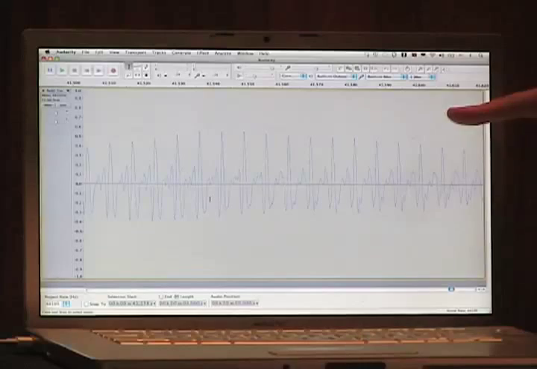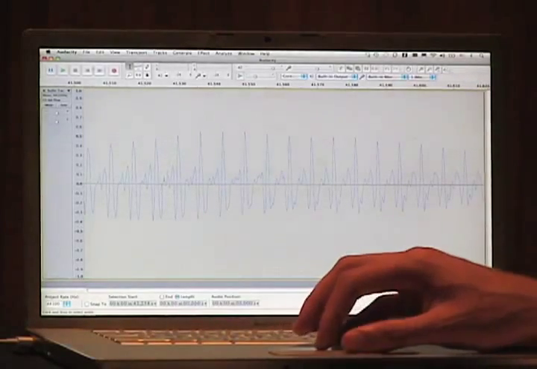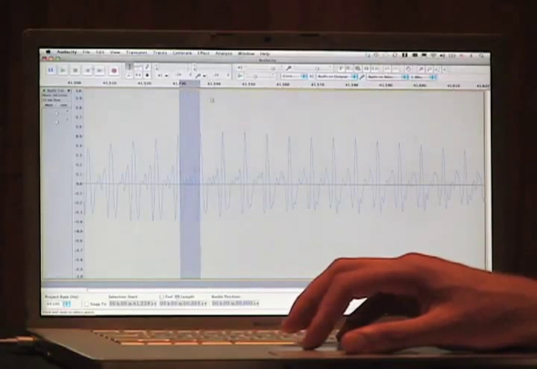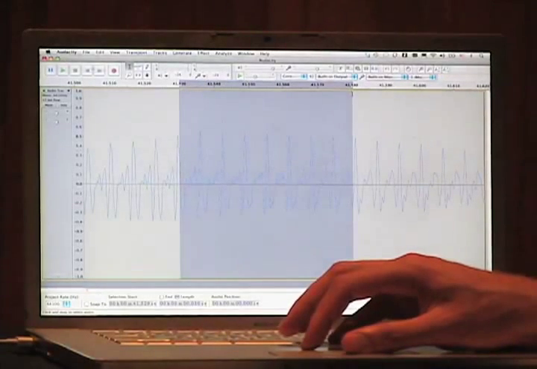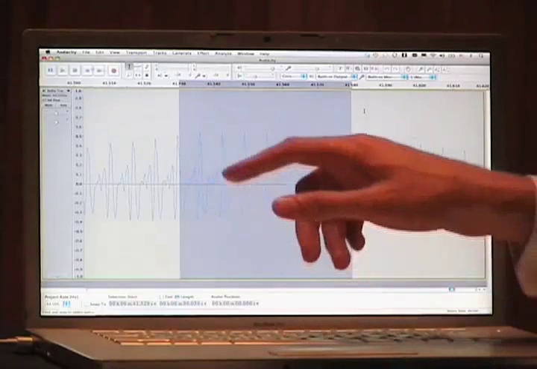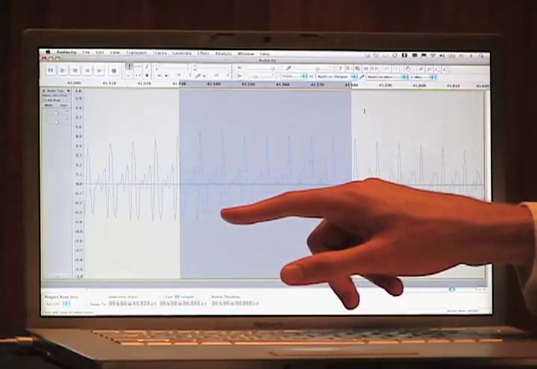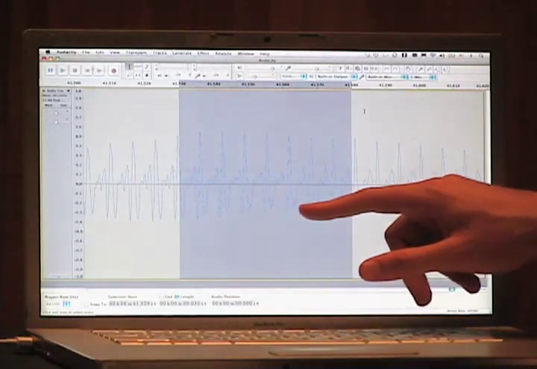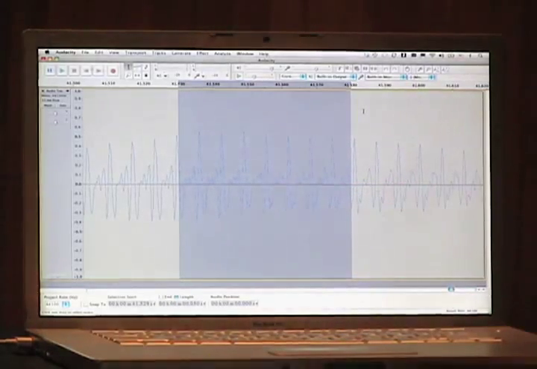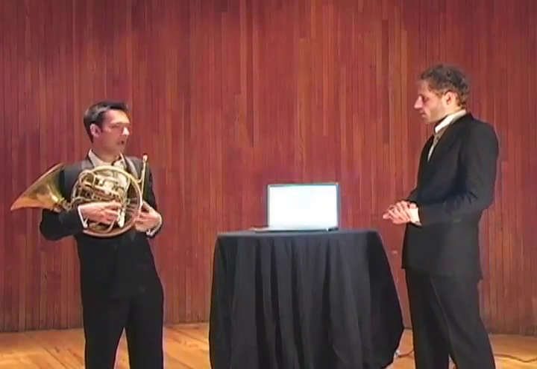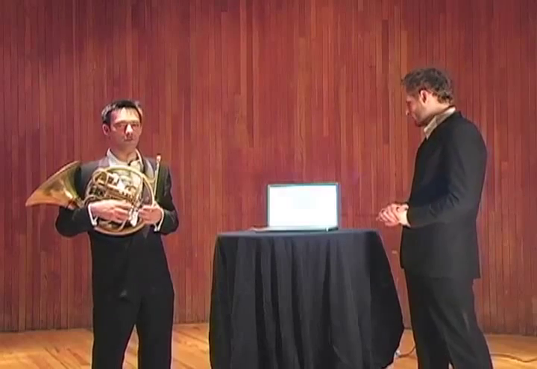Okay, and I'll just scroll this back to the original note, the first note, the low one, and we can pick our window, say from 0.53 up to 0.58. This is also 0.05 seconds, and we can count 1, 2, 3, 4, 5, 6, 7, 8. So that's interesting. It's almost exactly half as frequent as the note that we just looked at.